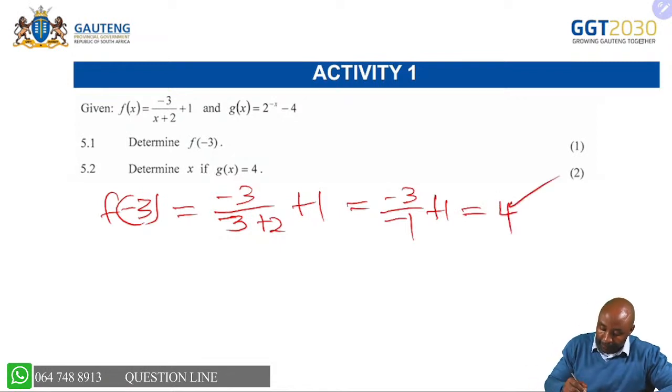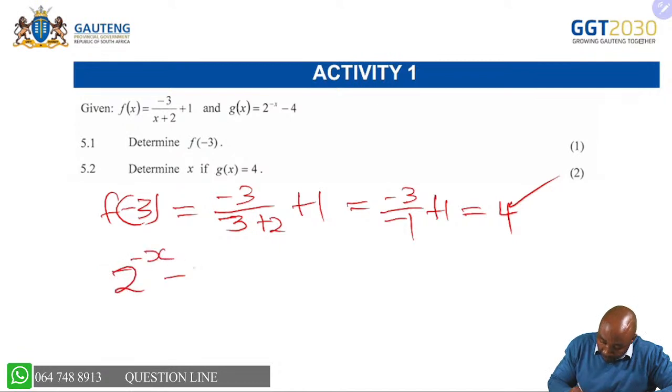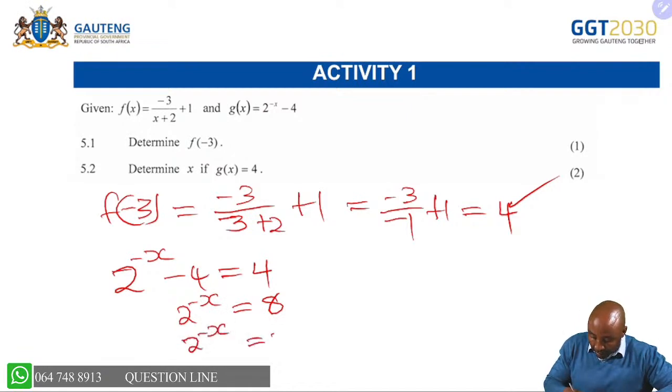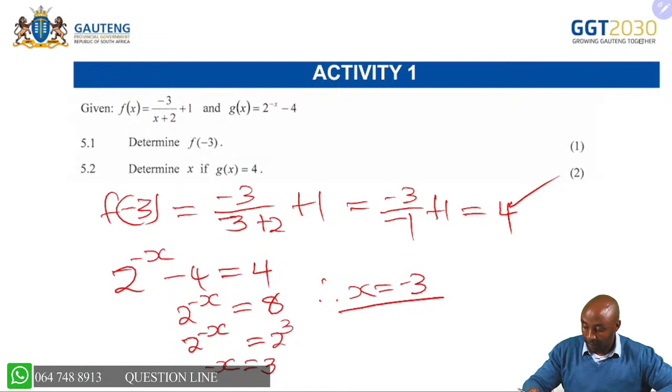You get your mark. We are supposed to determine x. If g of x is equal to 4, it means you are solving the equation 2 to the power negative x minus 4. In place of g of x, you substitute 4. You will get 2 to the power negative x is equal to 8. And then from there, 2 to the power negative x is equal to 2 to the power 3. And we get negative x as equal to 3. Therefore, our x will be equal to negative 3. We are done. We get our 2 marks.